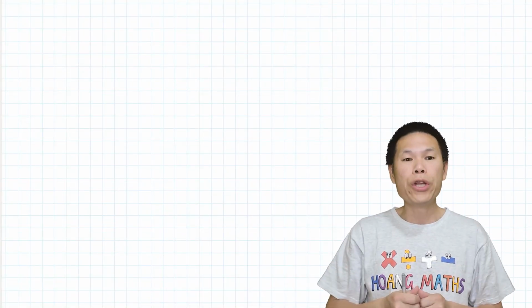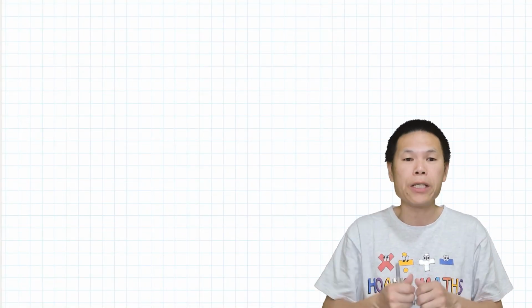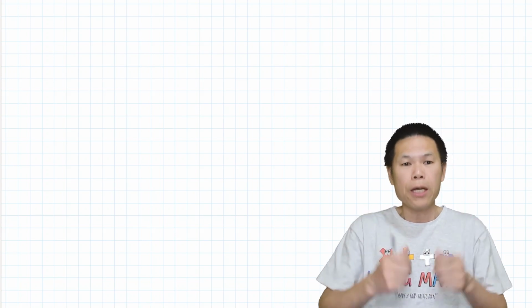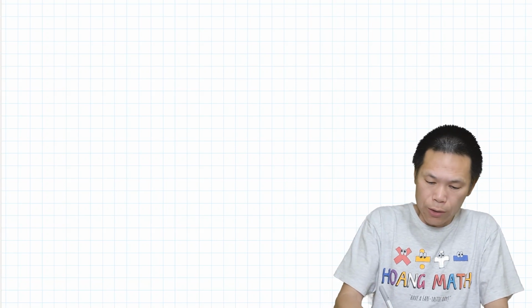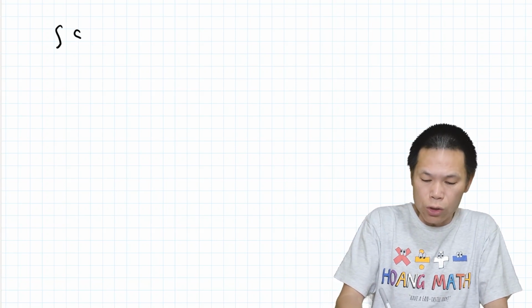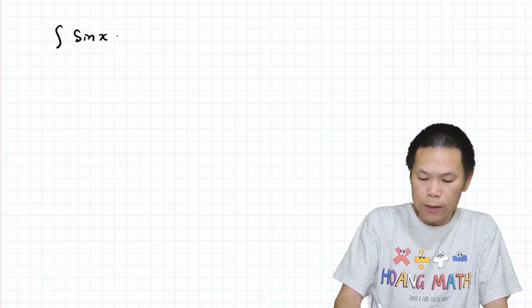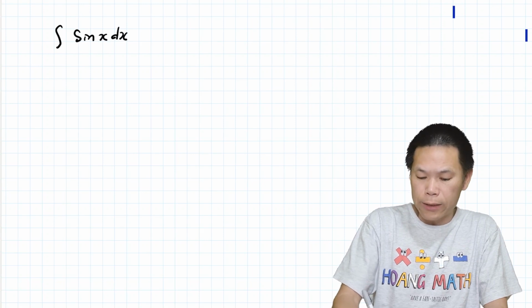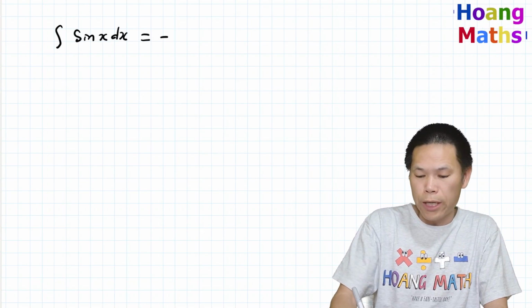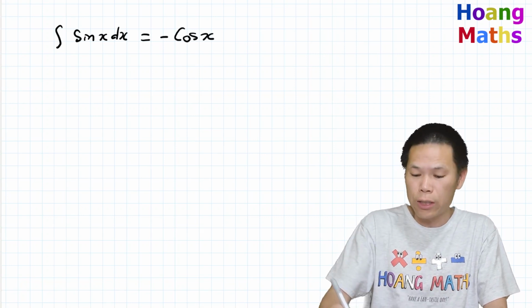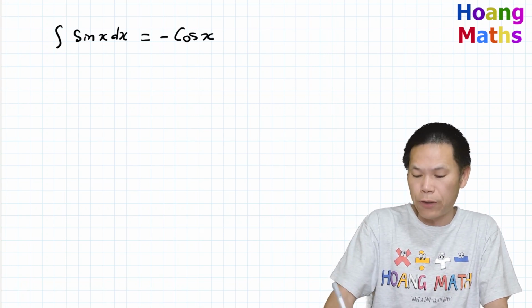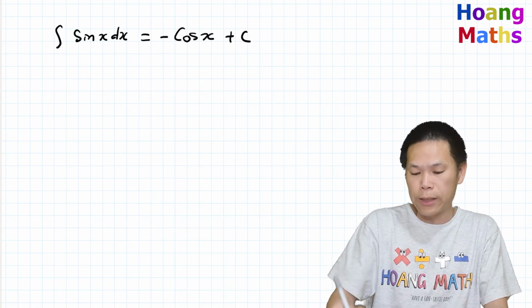First of all, we need to know that if we integrate sine of x, it will give me negative cos of x. So let me just write this down. If I integrate sine of x with respect to x, that is equal to negative cos of x. Of course, we need to add a constant because of indefinite integration. So we add a c.